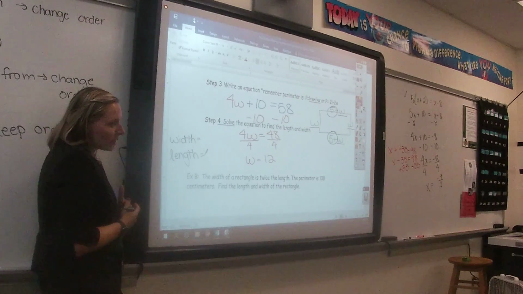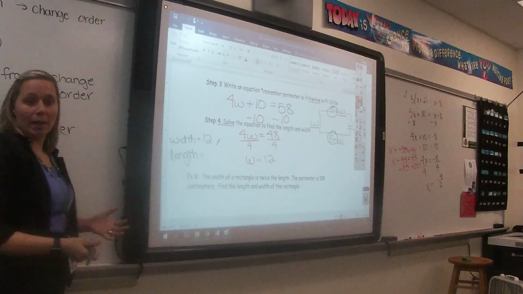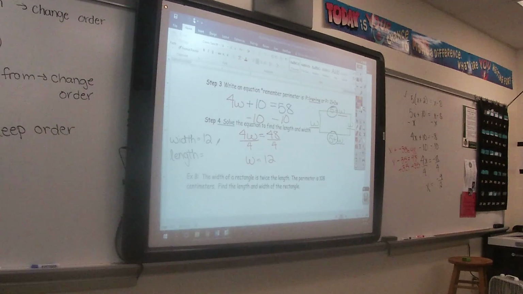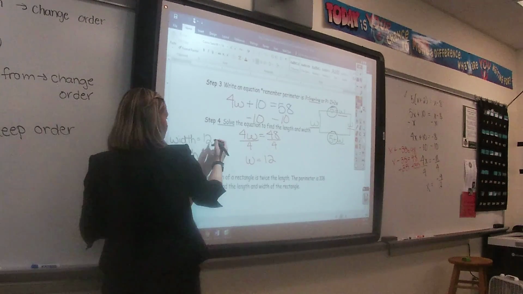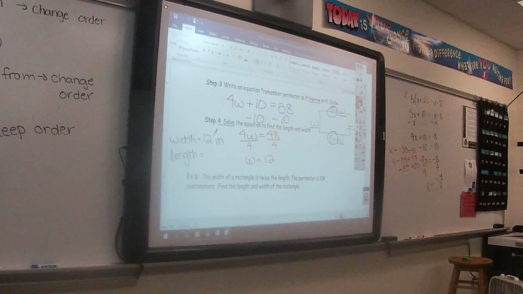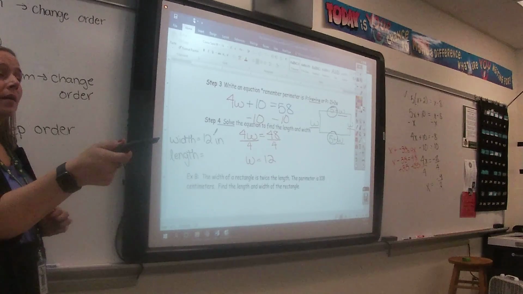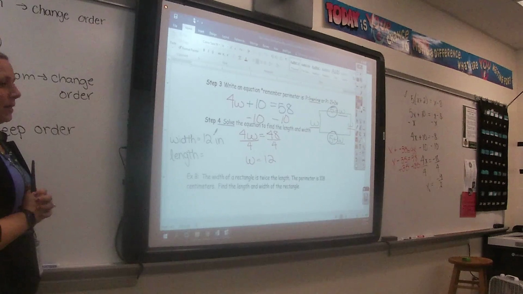What is the width going to equal? 12. Good thing we labeled it with a W. That made it easy to tell which one it was. What label is going to go on my 12? Inches. What's my length going to be? What did you say? 46. Not 46. 40.